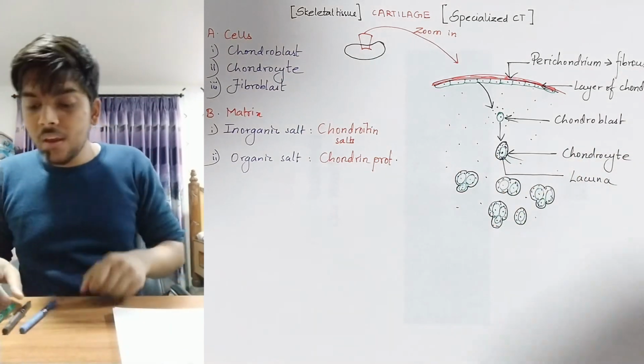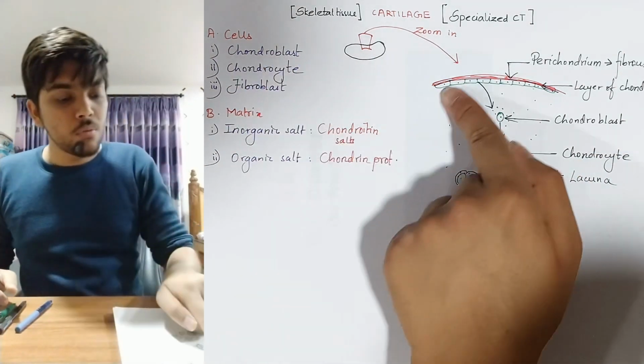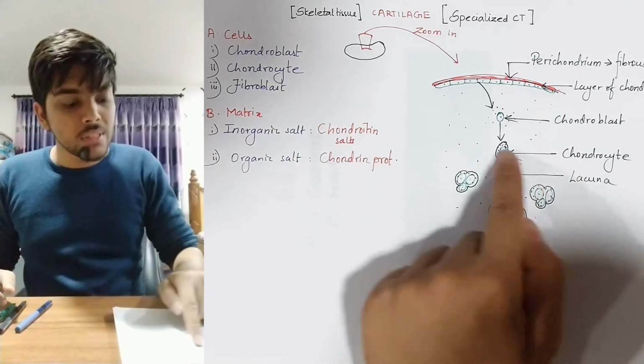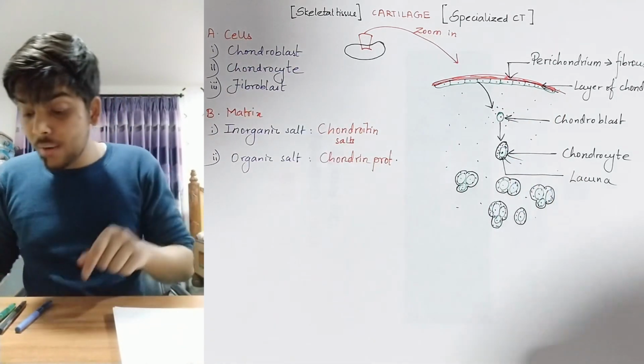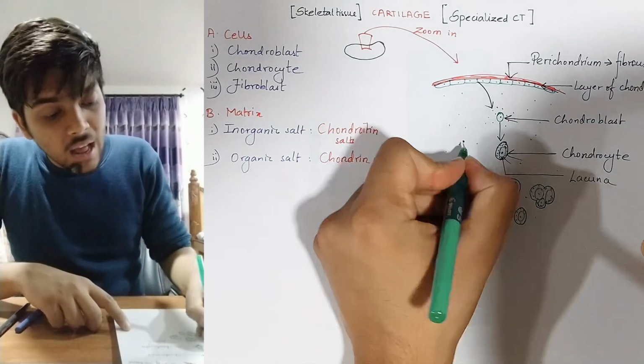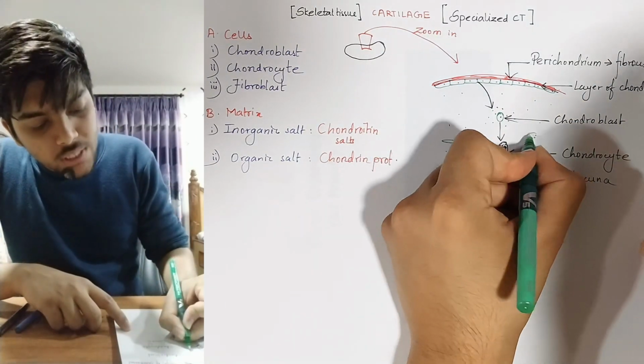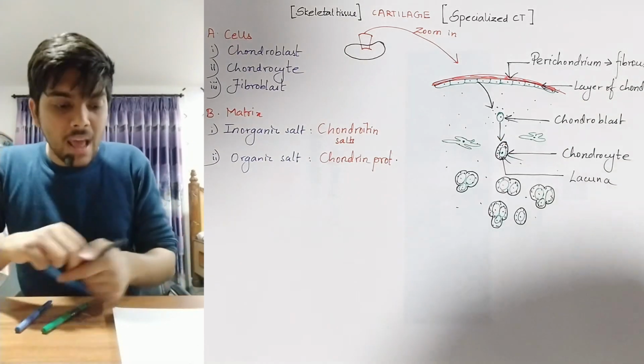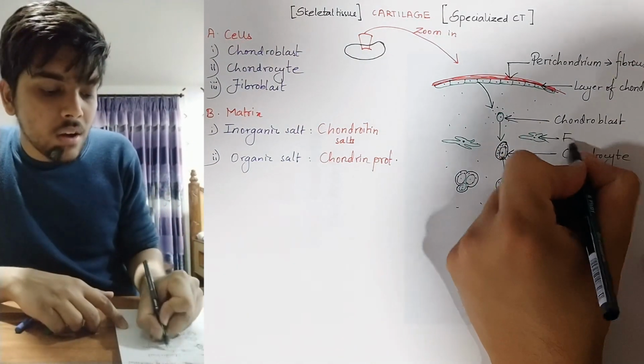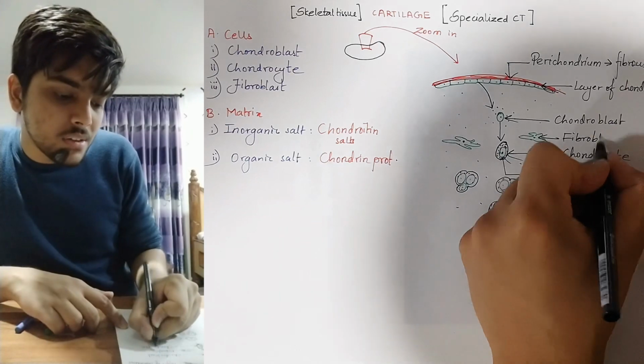Are we missing something? Yes. We are done with chondroblast. We are done with chondrocytes. But we are missing fibroblast. There are these cells with long protoplasmic processes. These are known as fibroblast because they secrete fibers.